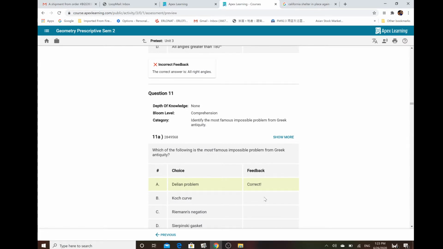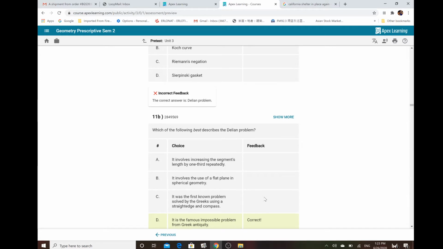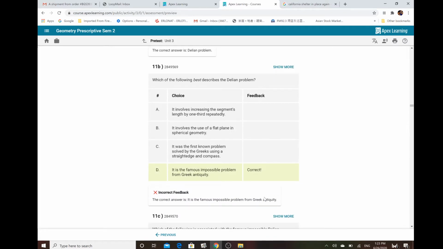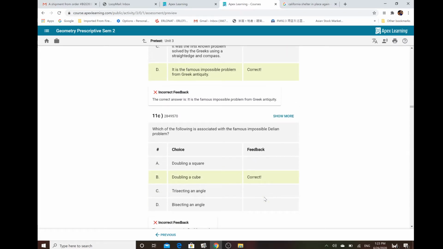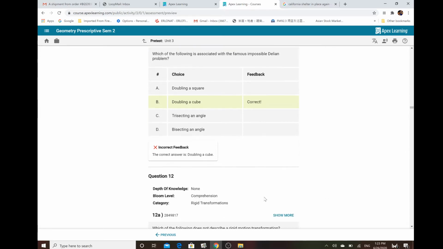Which of the following is the most famous impossible problem from Greek antiquity? The Delian problem. And which of the following is associated with the famous impossible Delian problem? So you try to double a cube, so then that's impossible.